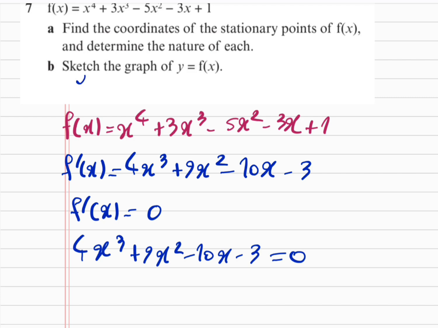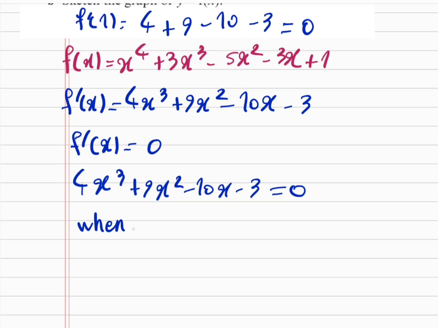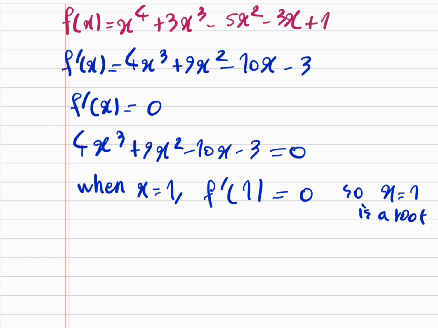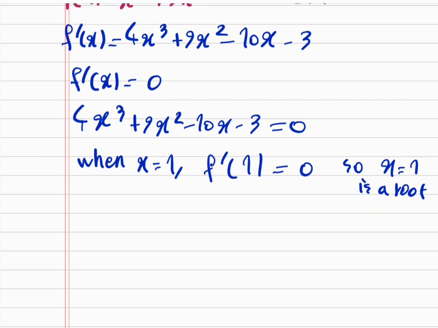So let's try f dash of 1. We are going to get 4 plus 9 minus 10 minus 3. As you can see, they cancel each other out and we get 0. So when x is equal to 1, f dash 1 is equal to 0. So x is equal to 1 is a root. So we can use this with the factor theorem so that we can use long division to find the other solutions.